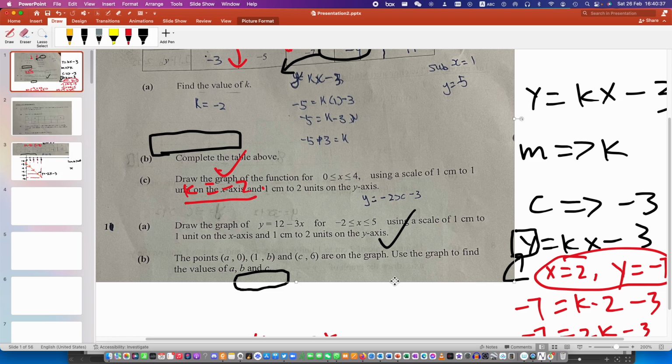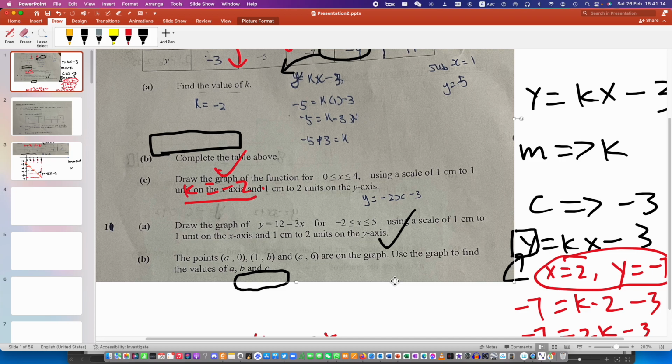Now they say mark the point. (a, 0). Where's your (a, 0)? This one is your (a, 0). You write down what this point is. What's this point? 4 and 0. So this is your (a, 0).